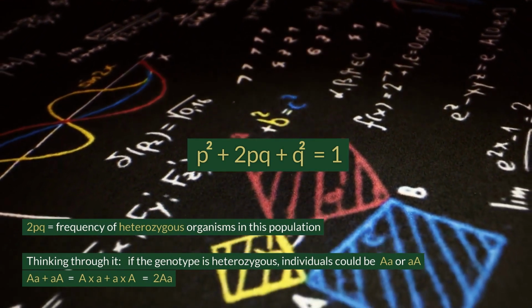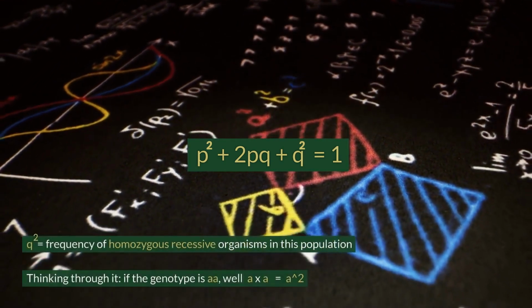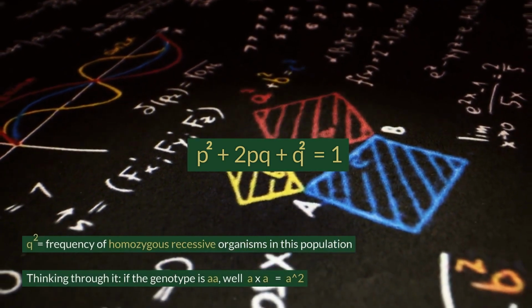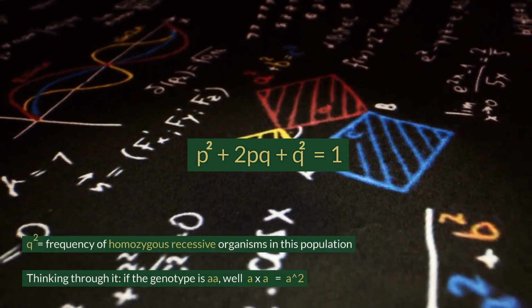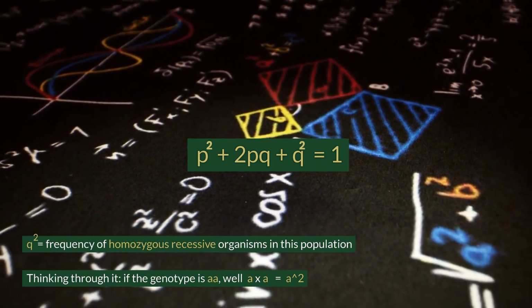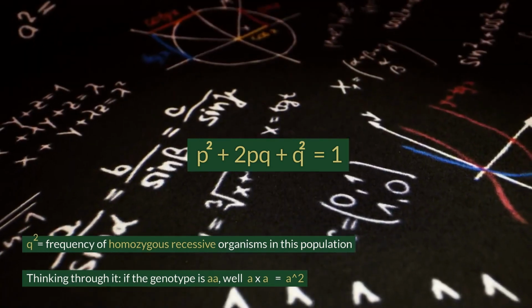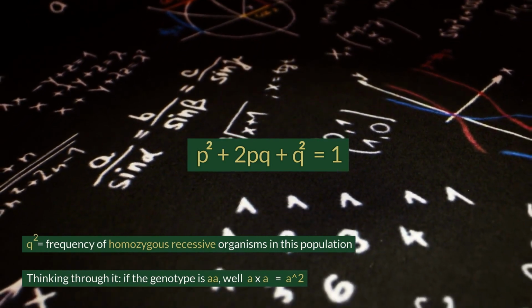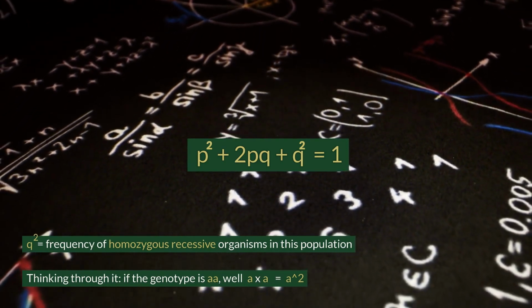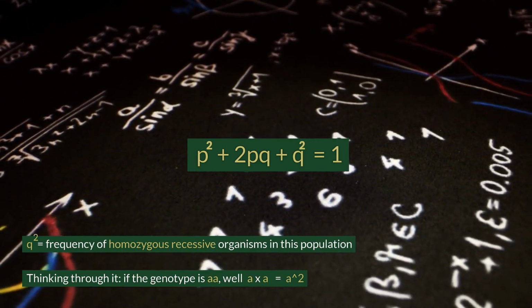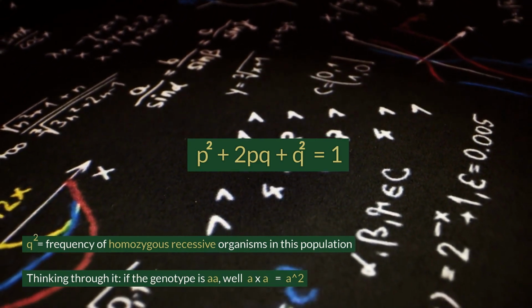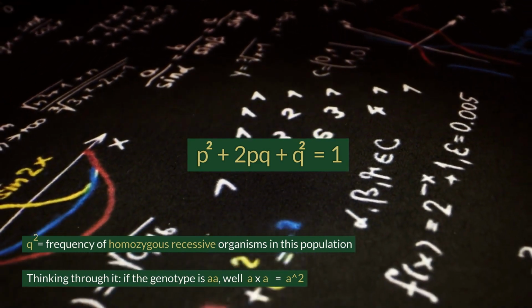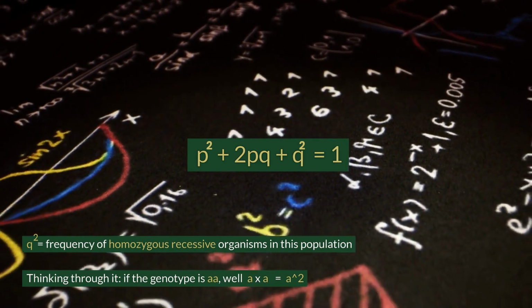And then lastly, we have q squared, which represents the frequency of homozygous recessive organisms in our population. So thinking through that last one, similarly to our p squared, our q squared, if we were to have the genotype little a, well, little a times little a is the same as a squared, okay? All right, so that's our first equation. Our second Hardy-Weinberg equilibrium equation is p plus q equals 1.